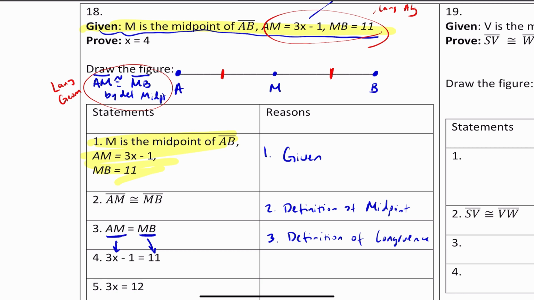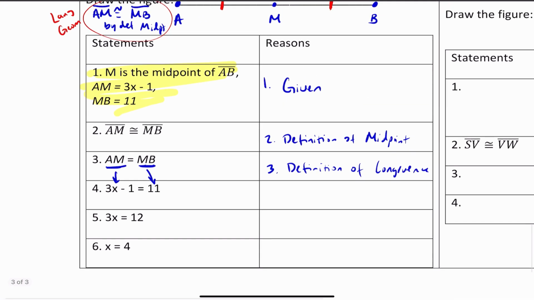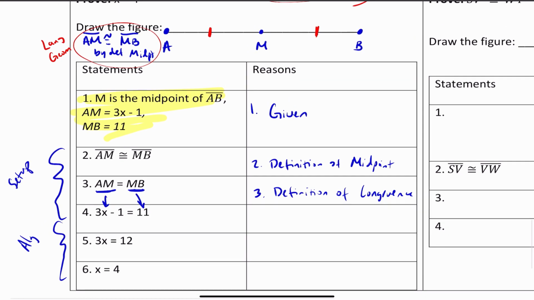Yes, I know that's all given, but right now this is my setup phase. I'm trying to set up my equation in order to do the algebra steps. I already knew that AM is 3x minus 1 by the given, and MB is 11, also from the given.